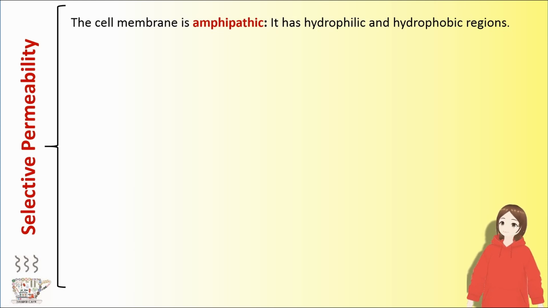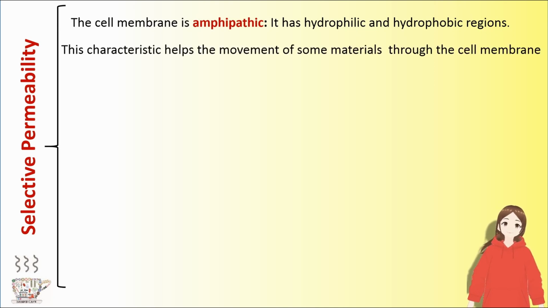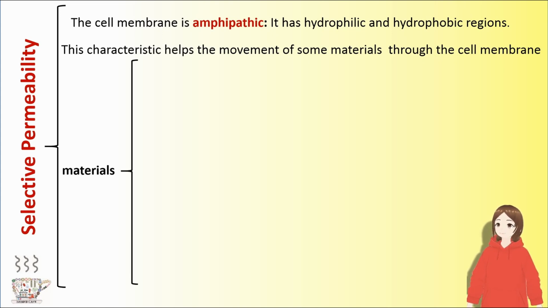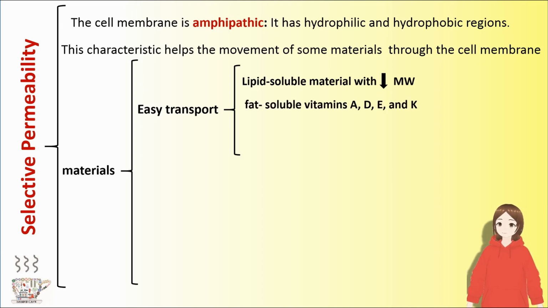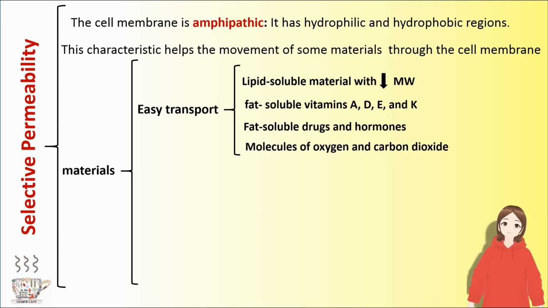Also, the cell membrane is amphipathic, which means it has hydrophilic and hydrophobic regions. This characteristic helps the movement of some materials through the cell membrane. Some of this material can be transported easily, like lipid-soluble material with low molecular weight, fat-soluble vitamins A, D, E, and K, fat-soluble drugs and hormones, and molecules of oxygen and carbon dioxide.